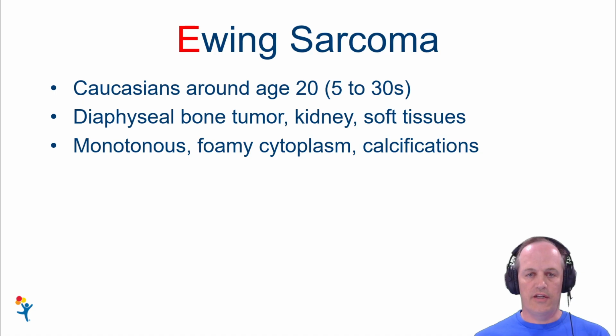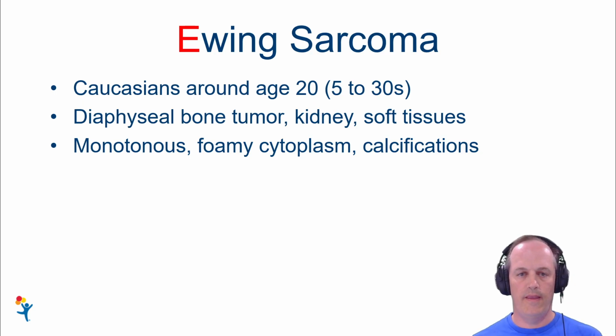And the real clue to what these are histologically is that they're very, very monotonous. That's true of a lot of things that are driven by fusions, and Ewing sarcoma is driven by a fusion, so it's very monotonous. And the foamy cytoplasm is really, really helpful in identifying these. You can also see calcifications mixed into these as well.